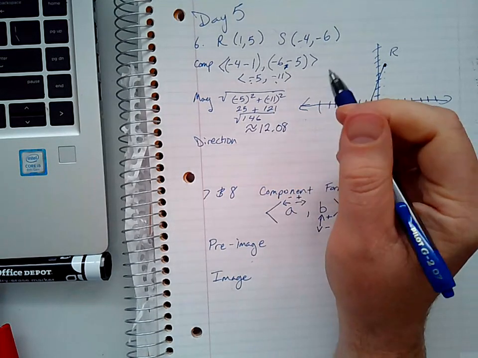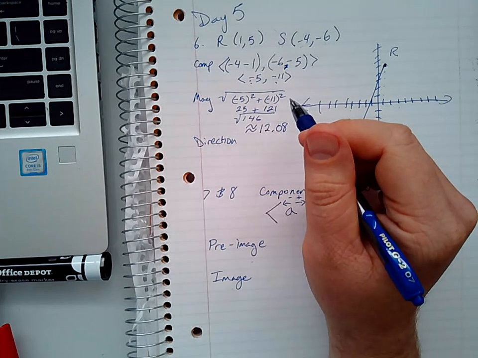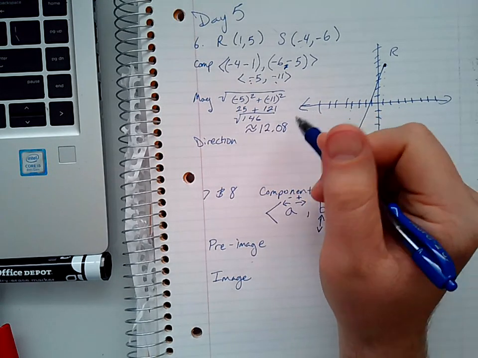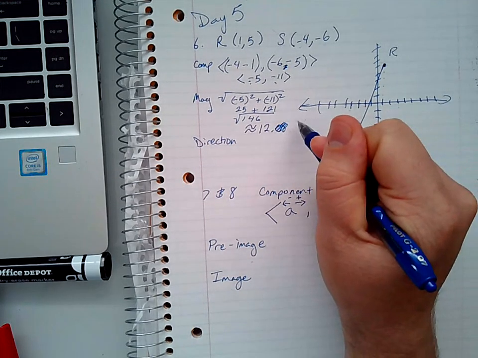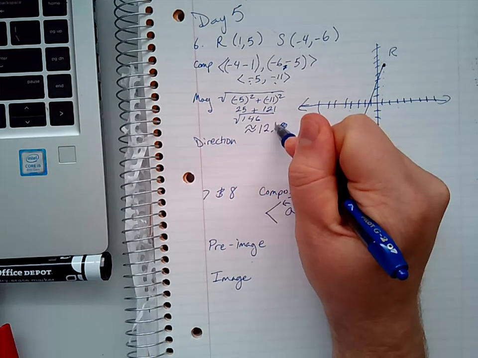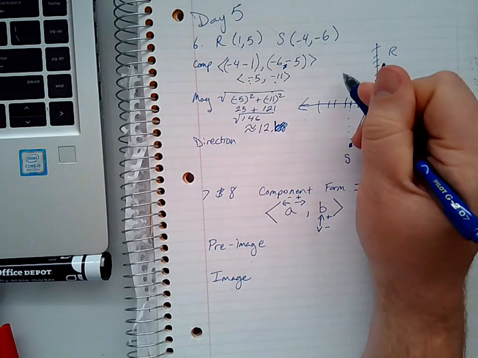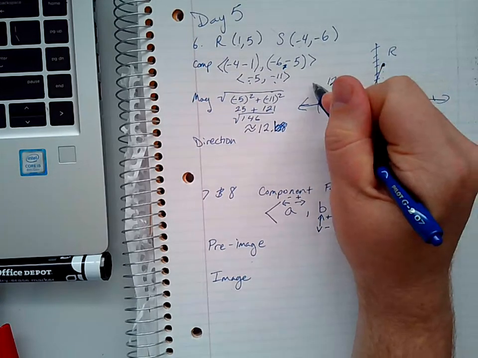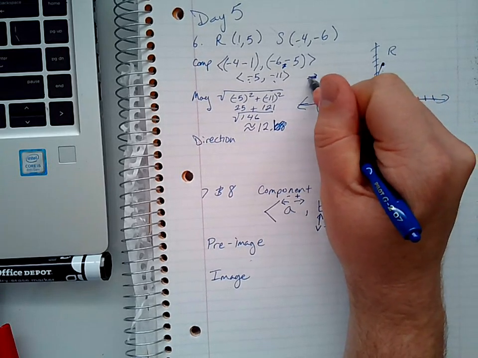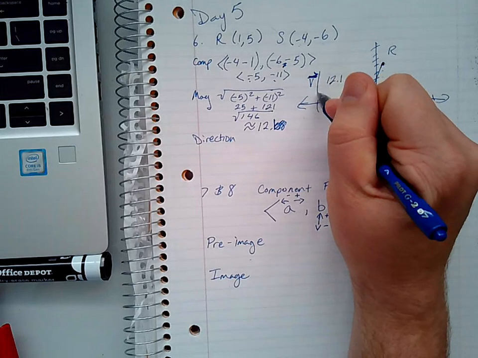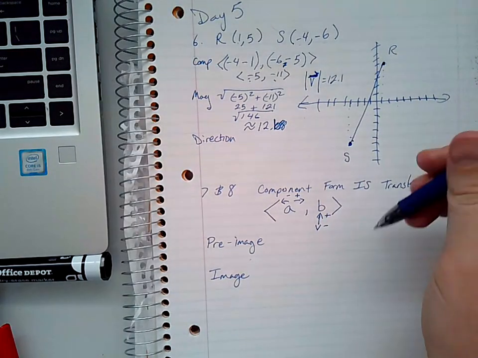12.08, right? And we're not using negative values because we don't go negative distances and all that stuff, right? Round to the nearest tenth, though. So in the instructions, it says round to the nearest tenth. So we're going to do 12.1. So we know that this distance from here to here is 12.1, or our magnitude is equal to 12.1. Now we have to find direction.